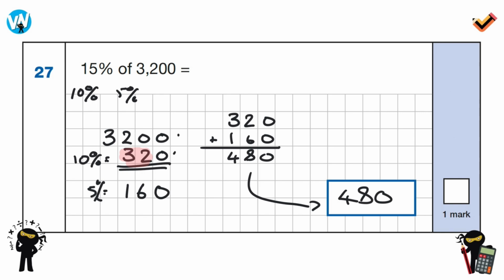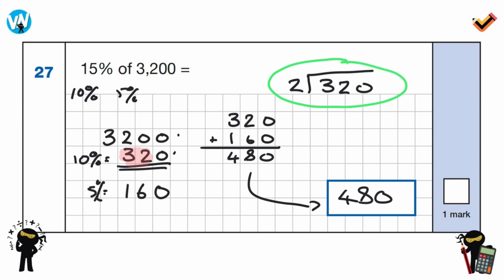If you needed to drop into a short division and do 320, and remember, halving is just dividing by 2. So that would look something like this. I'm not going to go through this, but you could do that if you were confident with short division, and you would have got 160. All right. So again, very simple to solve.